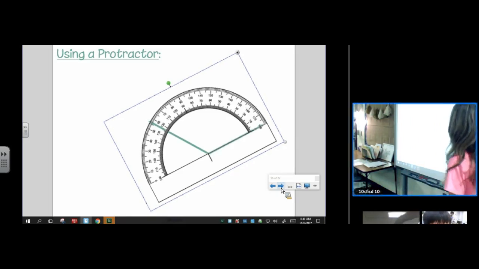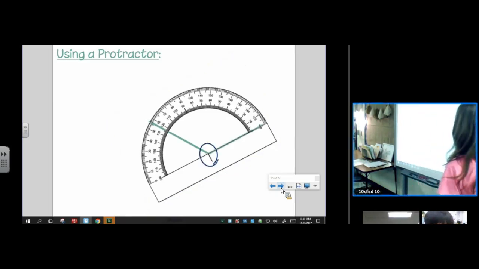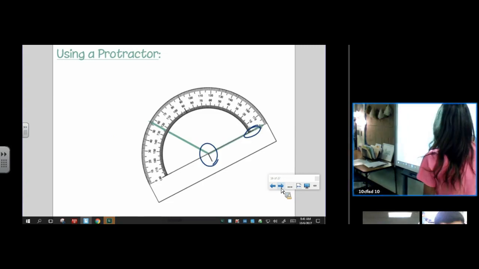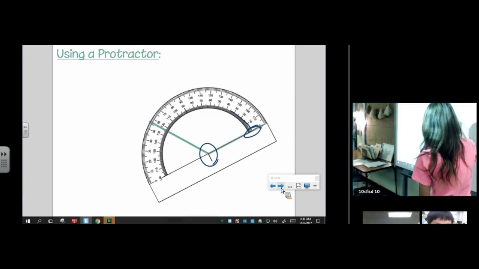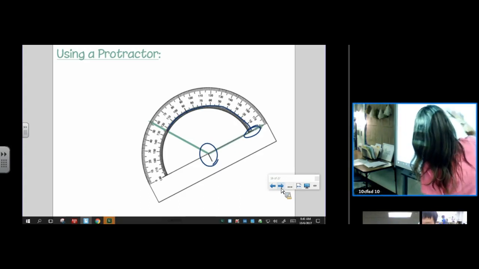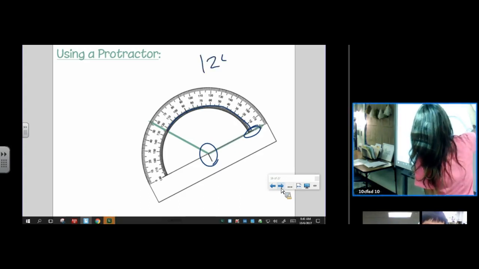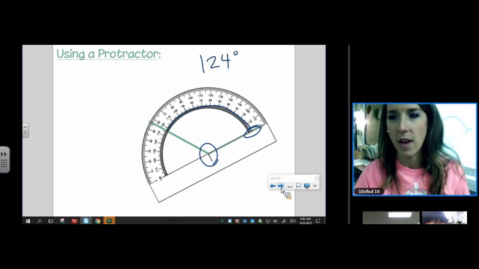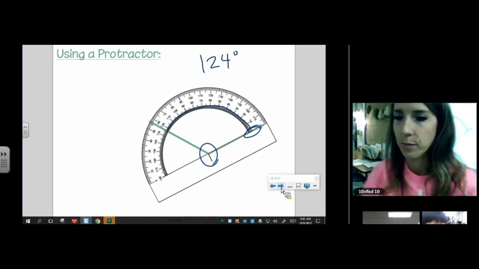So I've got my hash mark on my vertex. I've got one ray perfectly lined up with 0. Now I'm allowed to read the numbers. Start at 0 and go until you get to your ray. So this looks like on mine about 124 degrees. It's right before the 125: 123, 124. Okay?